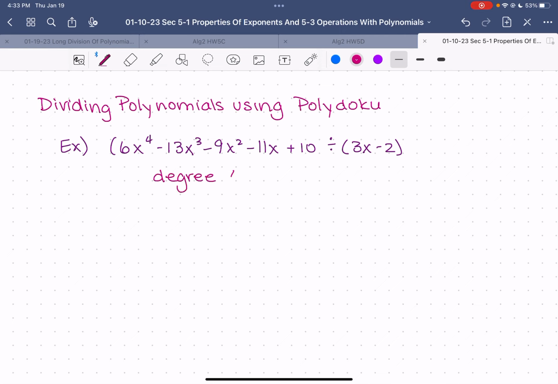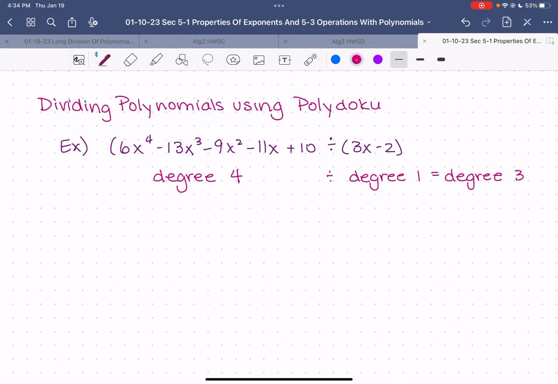We are taking a polynomial of degree 4 because that's the biggest exponent in this polynomial. And we are dividing it by a polynomial of degree 1 because that is the biggest exponent in this polynomial. Remember, there's an invisible 1 right there, so degree 1. And to find the degree for the quotient, the answer, you just subtract the exponents. So 4 minus 1 is 3. So that's how we know this has to be 3.